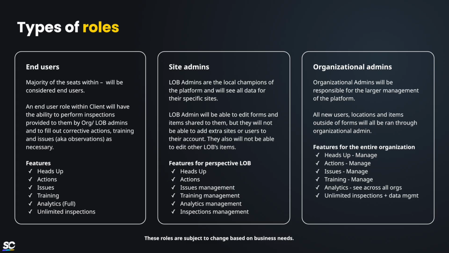Next, we want to consider the different roles of users within your SafetyCulture organization to help you determine the permissions they'll need. As a starting guide, let's identify which of your team members would fit into the following categories. End users are team members focused on conducting inspections, creating actions, reporting issues, and sending reports. Site admins or line of business managers oversee site analytics, monitor performance, and coordinate actions or issues that require attention. And organization admins are responsible for the overall management and configuration of the SafetyCulture platform.